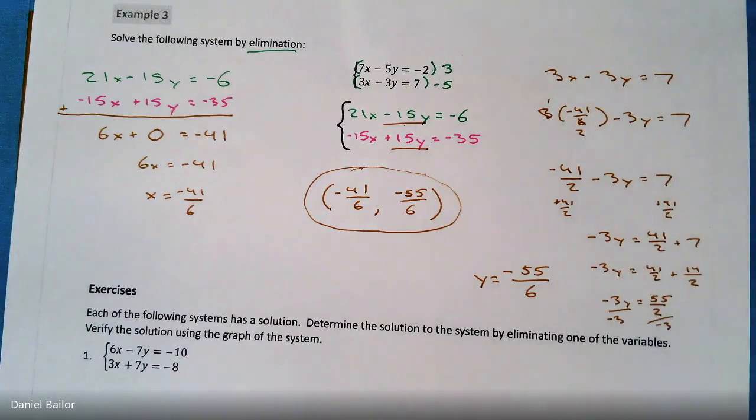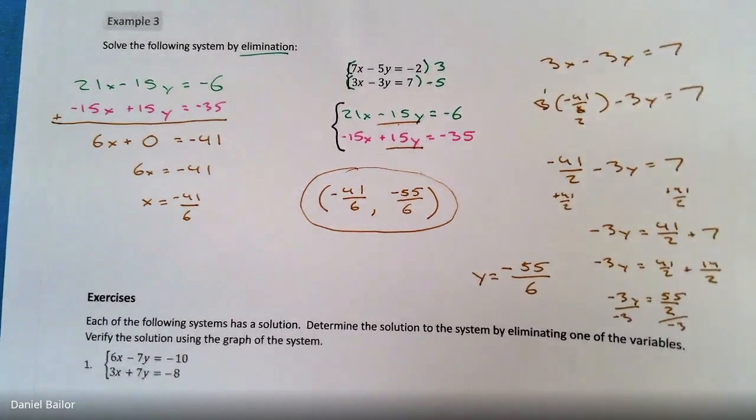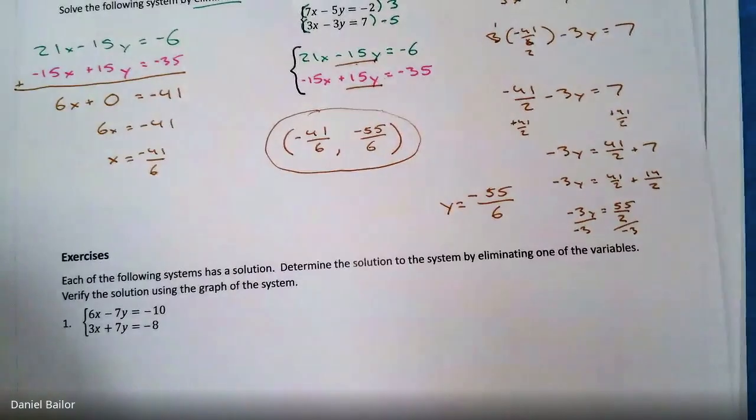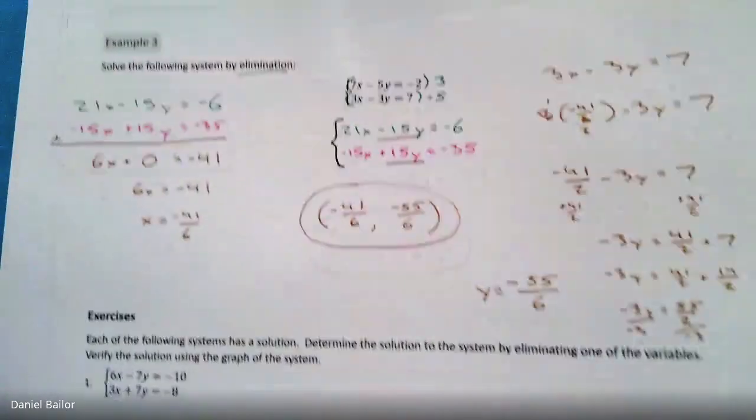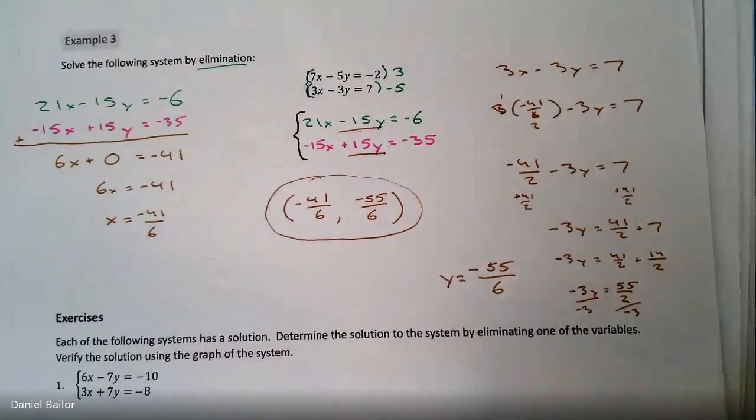Now, what I would like you to do on your own is try the exercises. The exercises start right underneath us on page 348. And I believe there are 3 exercises. Yes. Exercise 1 is on 348. Exercise 2 and 3 are on 349.